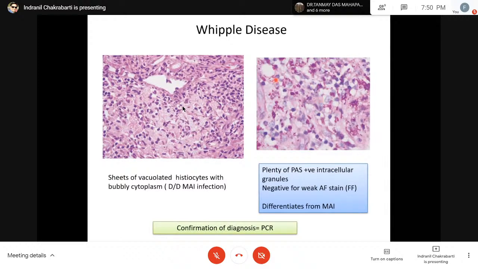Similar to Malakoplakia, again in Whipple's disease, we can get this type of histiocytes. So sheets of vacuolated histiocytes with bubbly cytoplasm. One should differentiate it from Mycobacterium avium intracellulare infection. We will come to it later also. So we can get sheets of vacuolated histiocytes, but there are plenty of PAS positive intracellular granules. They can be demonstrated by PAS, and they are negative for weak acid fast stain, that is the Fite-Faraco, which differentiates them from the MAI complex, MAI or MAC. So the confirmation of the diagnosis can be done by PCR as well.